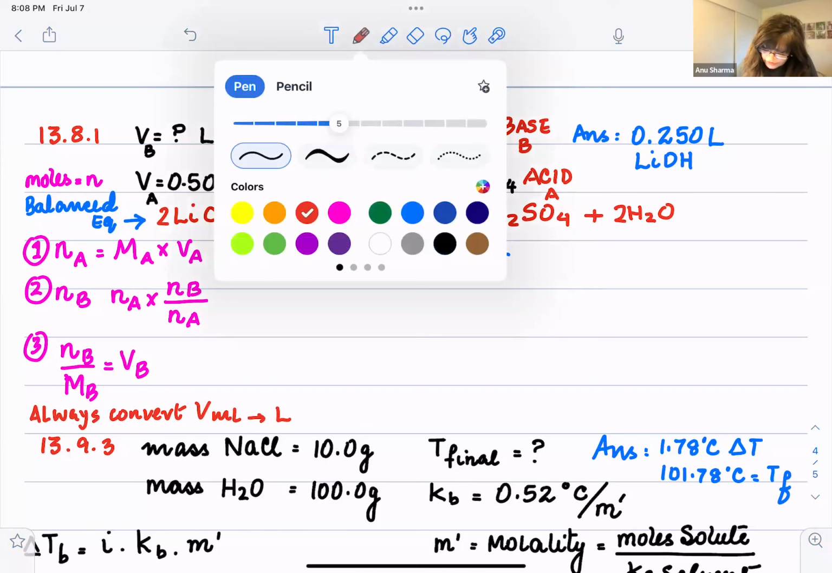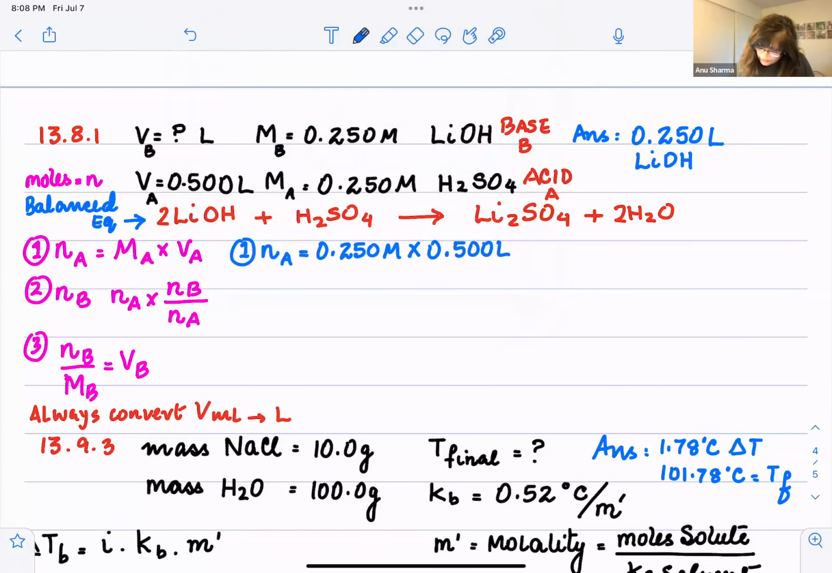That's something you always do on the side in this case. All right, anyway, so we have 0.250 times 0.50. So 0.250 times 0.500, and you get here, this is equal to 0.125 moles. So these are the moles of the acid, which is the H2SO4 acid.